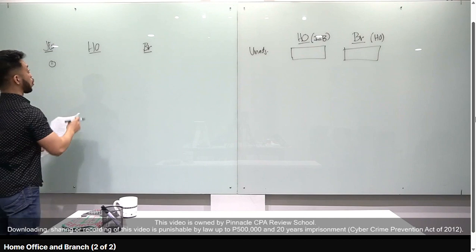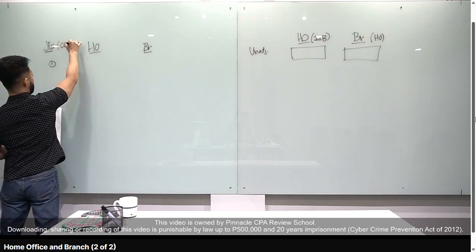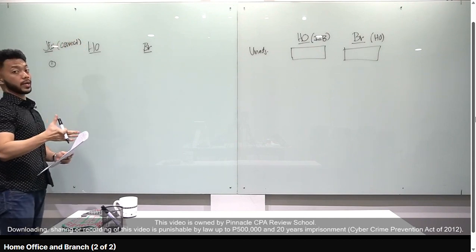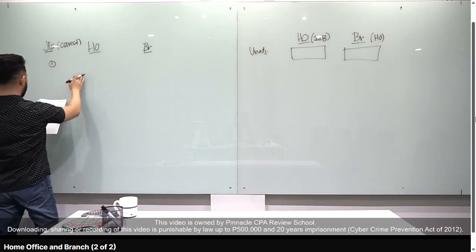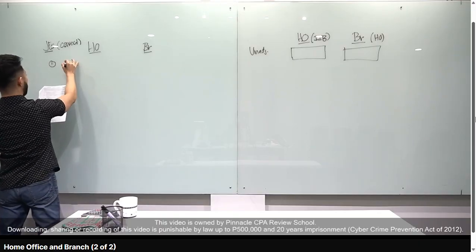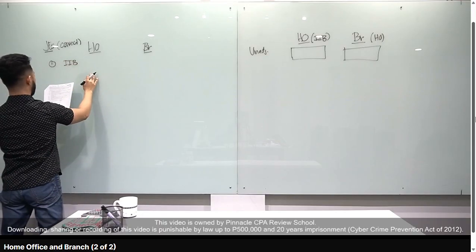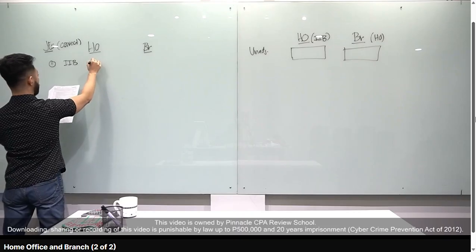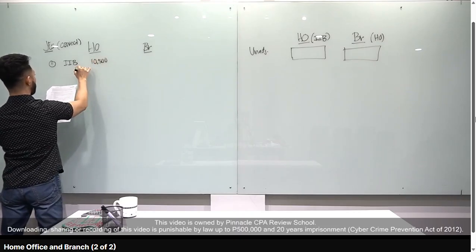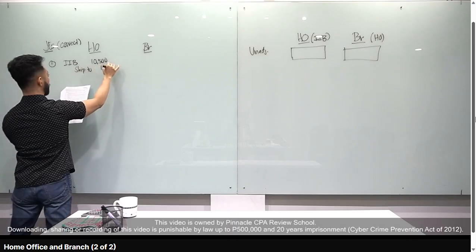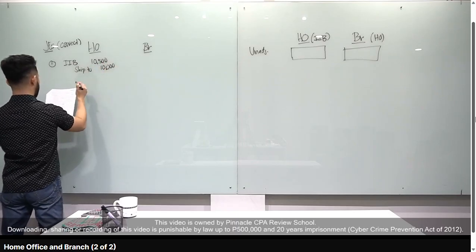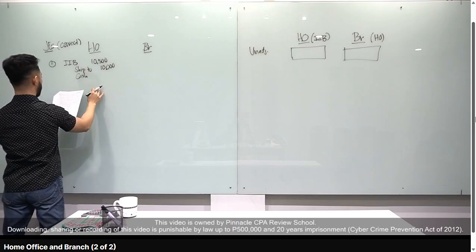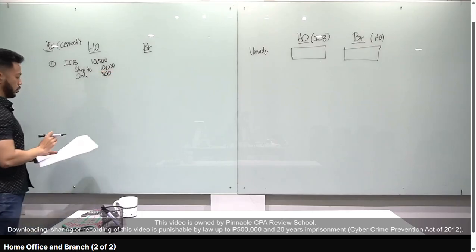Ang ilalagay mo dito, yung correct entries. Okay, correct entries hindi correcting entries, correct entries. In the books of the home office, ang entry dyan, debit investment in branch, okay, 10,000 plus 500, that's 10,500. Credit shipment to branch, 10,000. So sabi dyan, at cost lang daw, di ba? So wala tayong markup, walang AOI. And then nagbayad si home office ng freight, 500. Yan yung entry in the books of the home office.